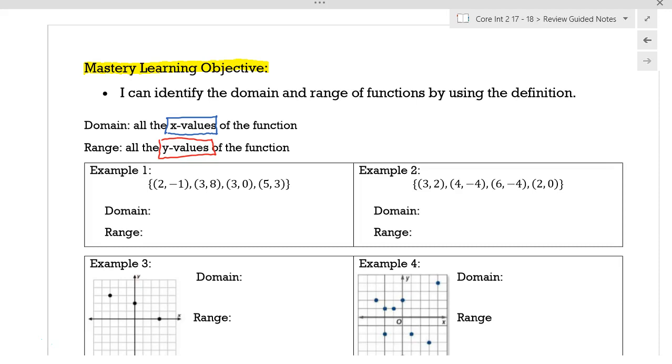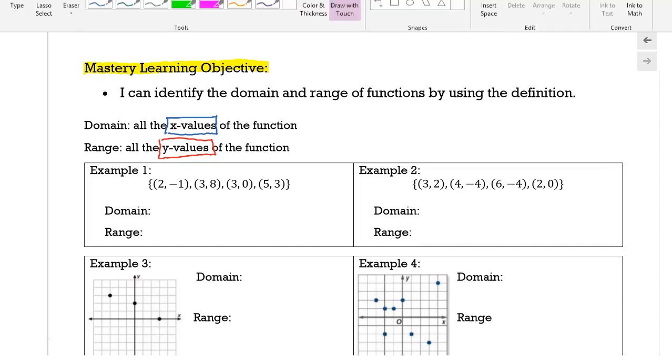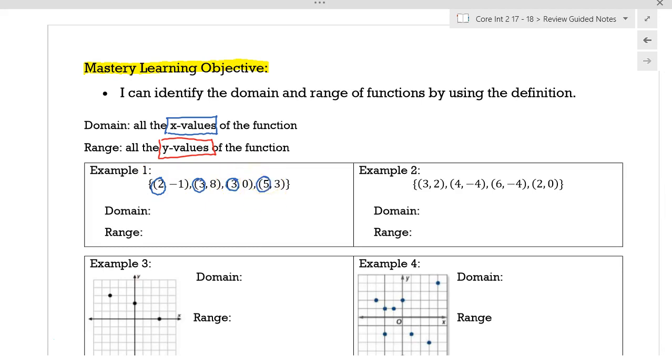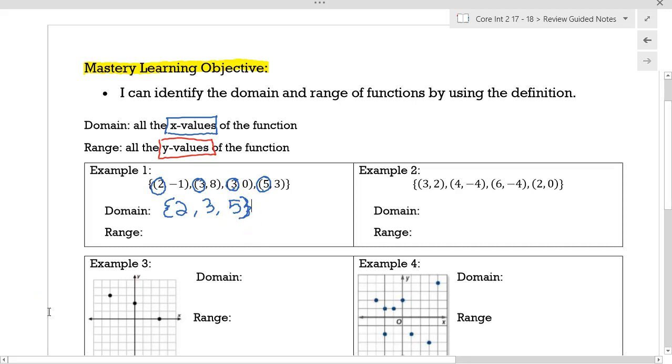The first type of example is just if I have a set of points. Again, domain is x, so I want to look at all my x's. Remember, x comes first, it goes x and then y. Right now we're going to write it in what we call set notation. So we're going to start with this little bracket. And I think, okay, what x's do I have? Well, I have a 2, a 3, a 3, and a 5. One thing with domain and range is I don't repeat values. I have 2's, I have 3's, and I have 5's. And that should be in set notation. So even though there are 2 points that have 3 as its x value, I only need to write that 3 once.